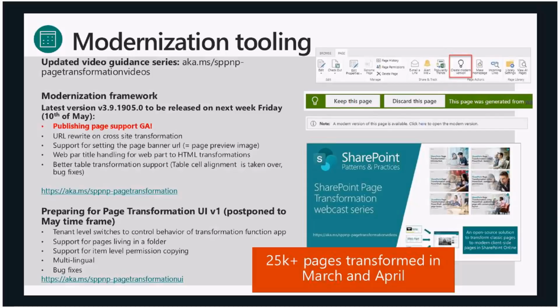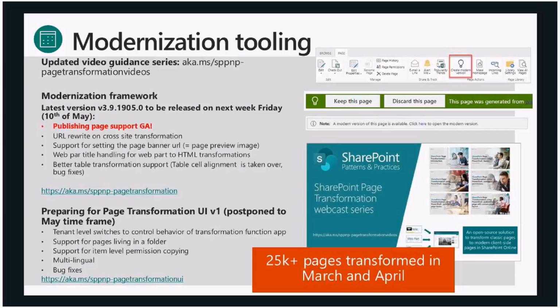One of the things that we added there is URL rewriting. So if you do a cross-site transformation and your HTML contains URLs to other assets in your SharePoint site, we just rewrite URLs to the target site collection. So you get the proper URLs. You can turn those things off, of course, everything's configurable, but it's there.